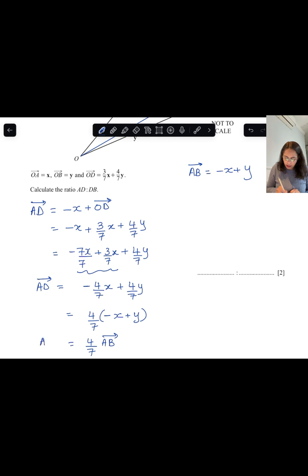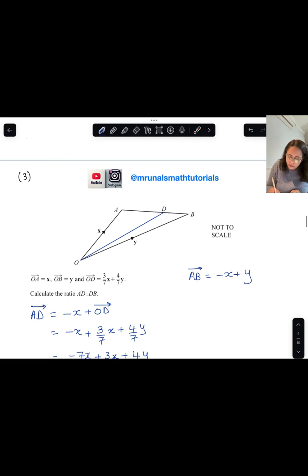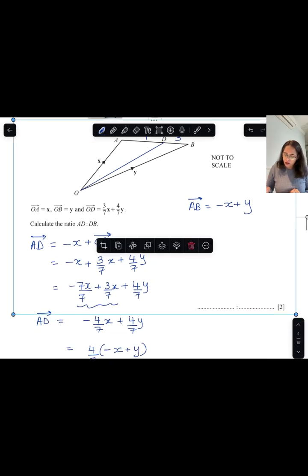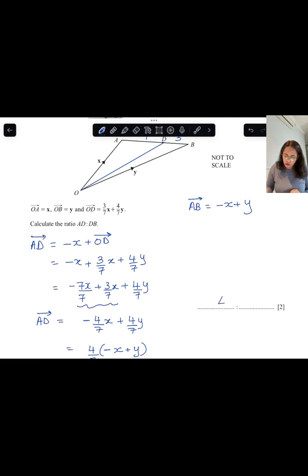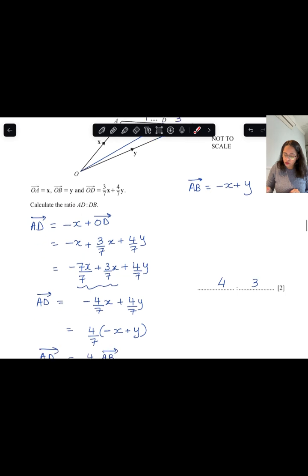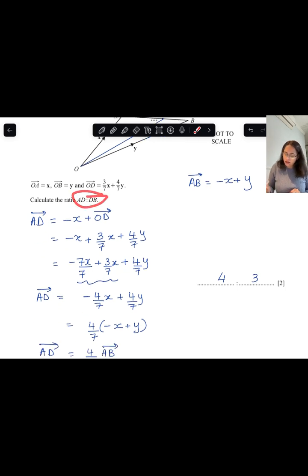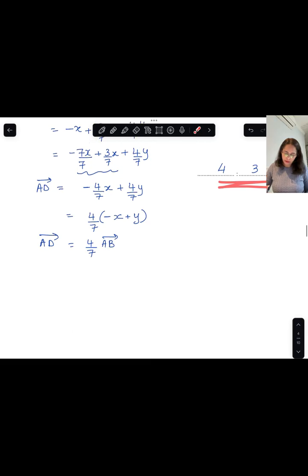So I understand over here that AD is 4 parts out of the total 7 parts. So if AD is 4 parts out of the total 7, DB has to be 3 parts. Only then you're going to get a total of 7. So the ratio is 4:3. Be careful that you read what ratio is being asked. If it was DB to AD, then it will be 3:4. If you do not read correctly, then you may not get the full mark over here.